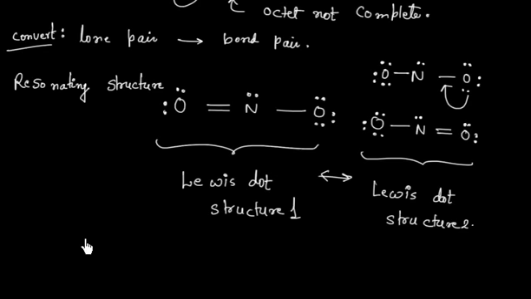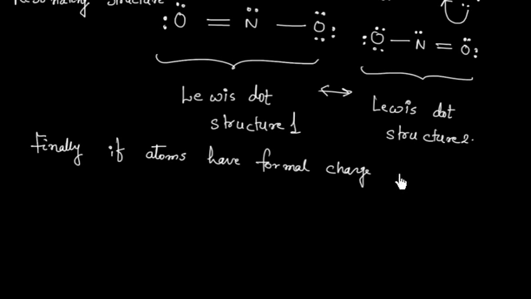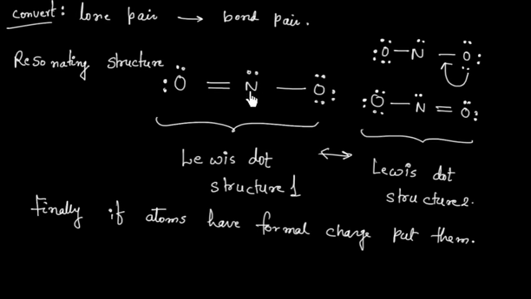We also have to find the formal charge in this case. Finally, if atoms have a formal charge, put it. Let us say in this case nitrogen, what is the formal charge? Nitrogen has 0 formal charge. Oxygen has 2, 4, 6, 7, it should have 6 but has 7, so this oxygen will have -1 formal charge. This oxygen, 2, 4, 6, will have 0 formal charge. You can verify yourself.